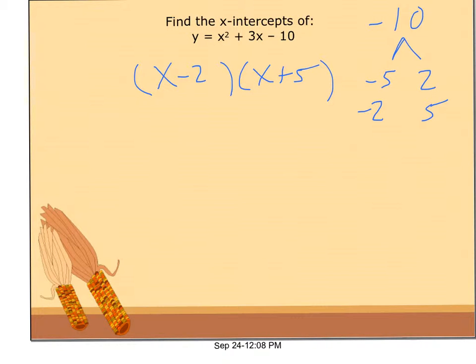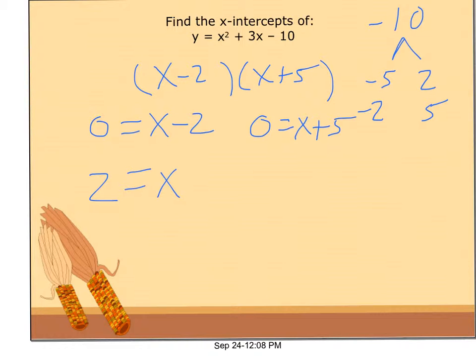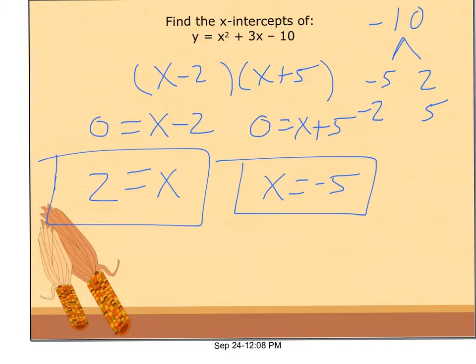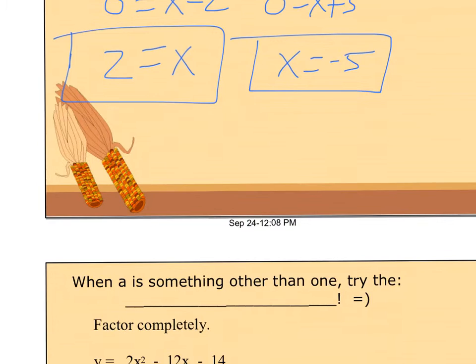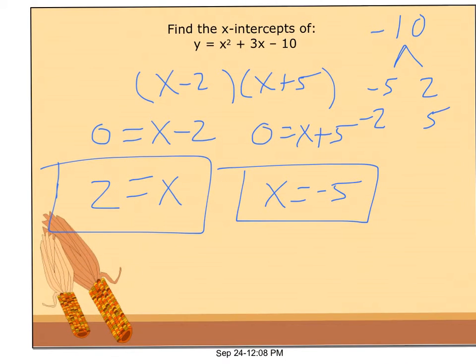So there we factored. To find x-intercepts, I take each factor, set it equal to 0. Again, we find ourselves with two equations that are fairly manageable to solve. First one yields a solution of x equals 2. Second one gives us a solution of x equals negative 5. So here we're taking a quadratic, factoring it, in order to find its x-intercepts. That's all great and everything. Pretty straightforward process, looking at the factors of the last number that add up to the middle number.